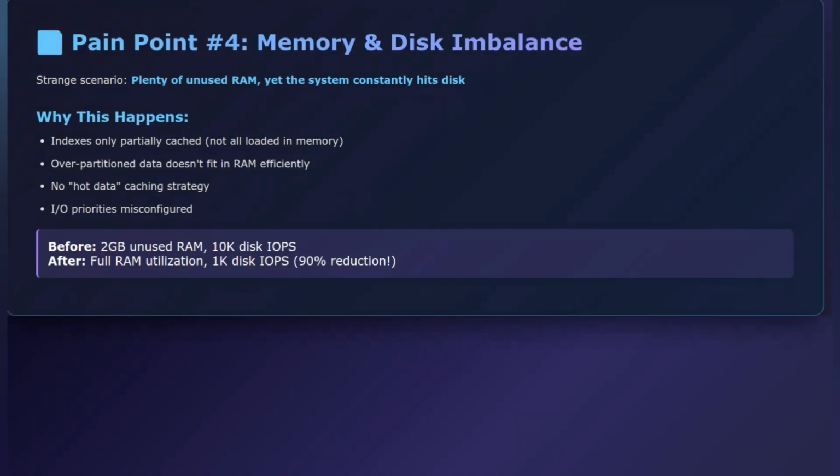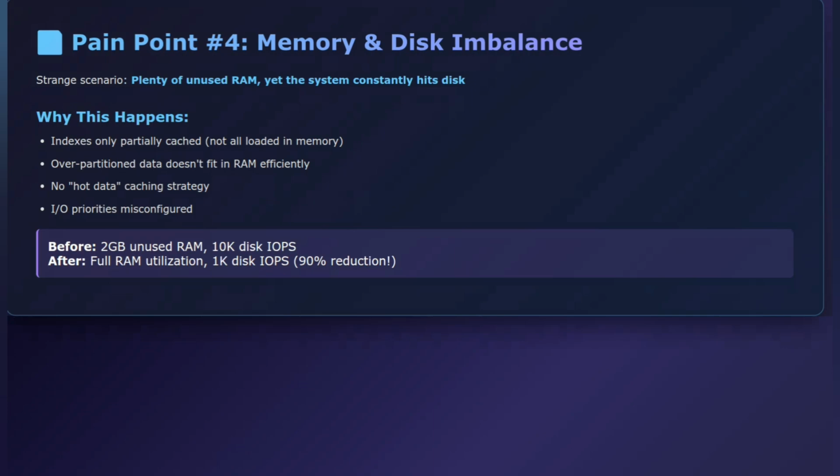Here's one that catches people off guard. You've got 16 gigabytes of RAM available, but only 2 gigabytes is used. Yet your system is constantly hitting disk. Disk IOPS are through the roof, queries are slow, CPU usage is high waiting for disk. What's happening? Your indexes aren't preloaded into memory.